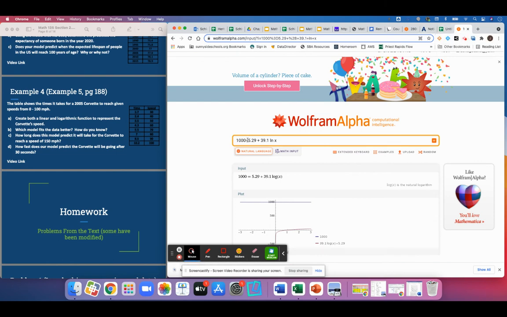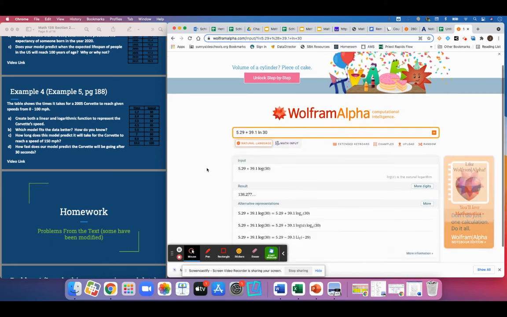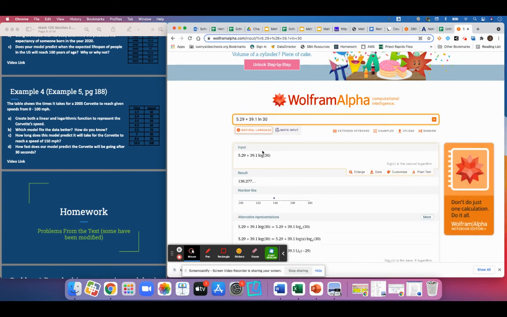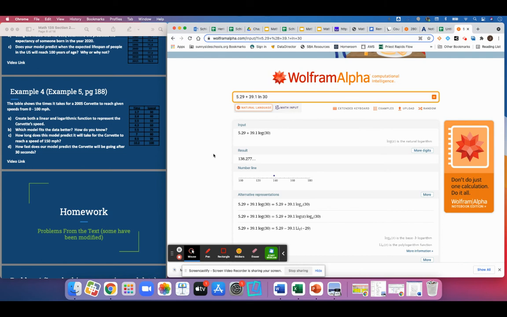We were looking for how fast the model predicts after 30 seconds. And so we're just going to replace our X there with 30. I'm not sure if that's how Wolfram wants us to put it in there. Yeah, it is. It puts the parentheses around the 30 for us. It looks like it's saying that after 30 seconds, the Corvette would be going about 138 miles per hour.